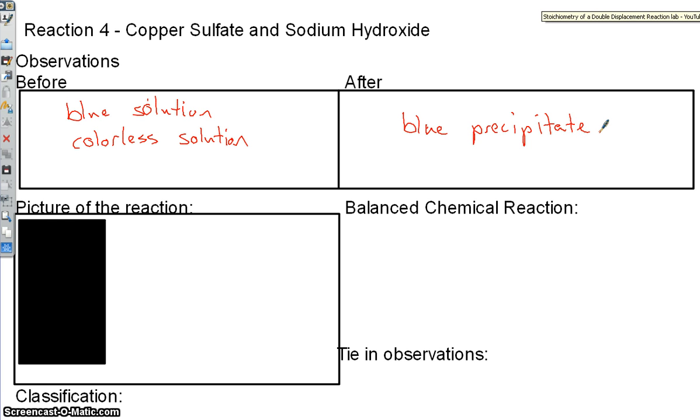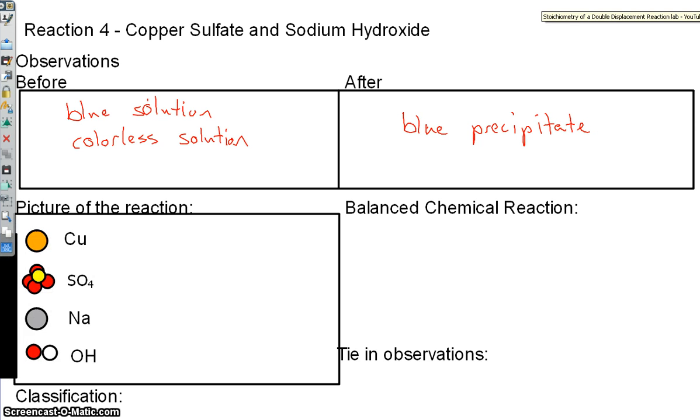As we look at what is happening, the blue solution that it started with is copper sulfate, so CuSO4. The colorless solution is sodium hydroxide. What's happening is the sulfate goes with the sodium. The hydroxide goes with the copper. Problem is copper is 2+ and hydroxide is 1-. So I really need to have 2 of these, which means I had to have 2 sodiums to start with.